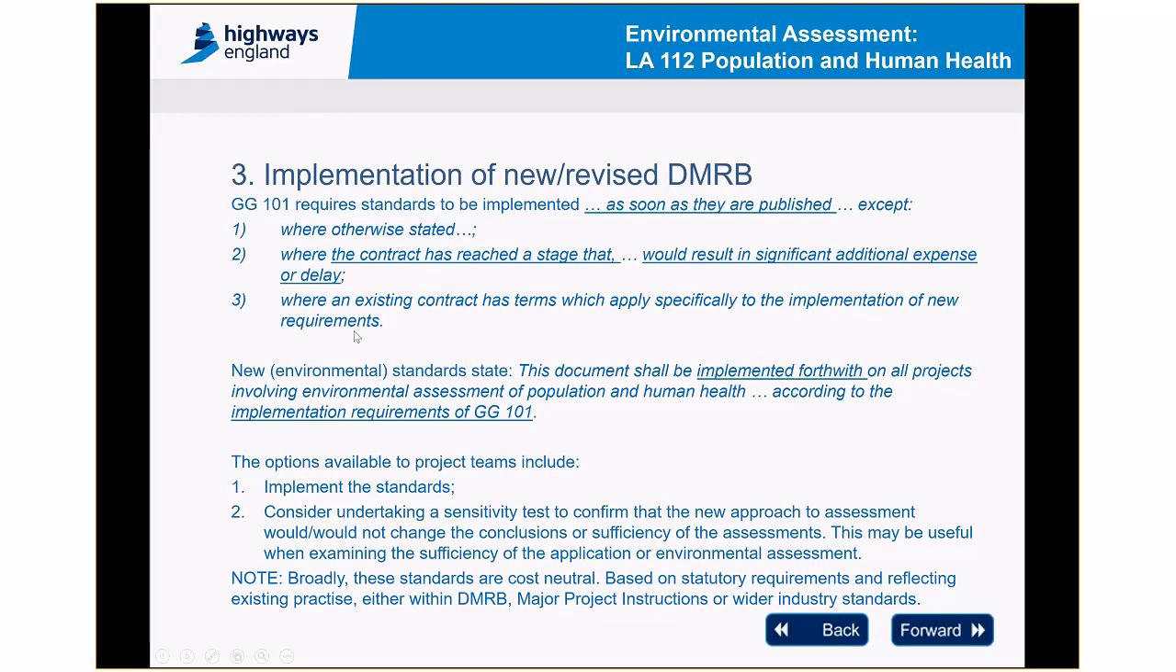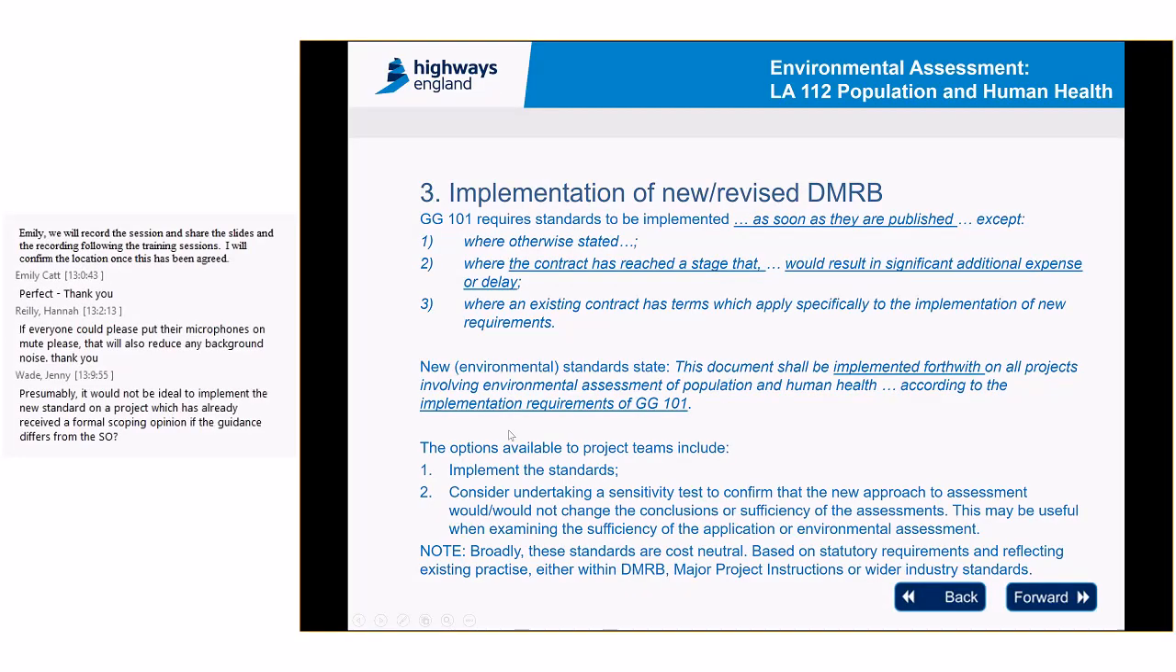The broad assumption in the business cases that supported these standards being published is that they are cost neutral. They're based on statutory requirements, and they reflect existing practice, whether DMRB, major projects instructions, or wider industry standards. And in certain cases, a large number of these have been subject to major project instruction 57 and 71.